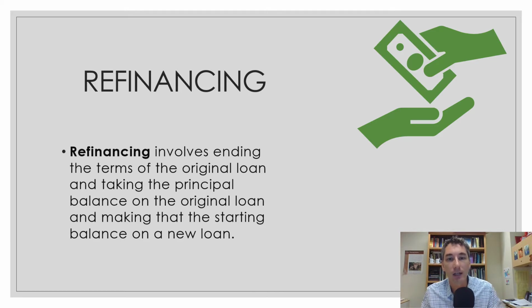Well, refinancing involves ending the terms of the original loan and taking the principal balance on the original loan and making that the starting point of a new loan. So essentially, maybe you have a loan, maybe you're 15 years into a 30-year loan, and then you still owe, say, $50,000, and you start a new 30-year loan on that $50,000.